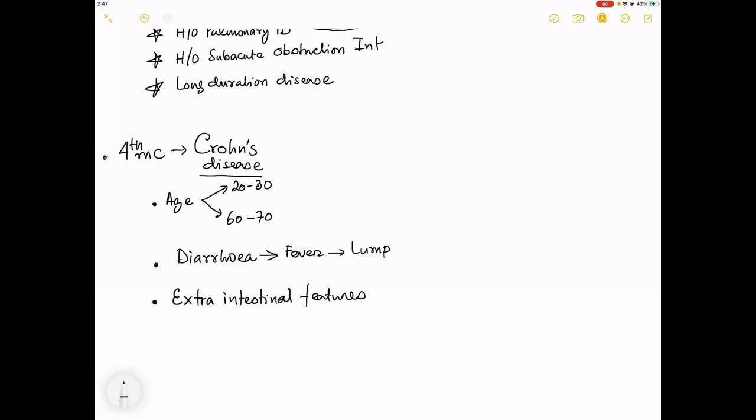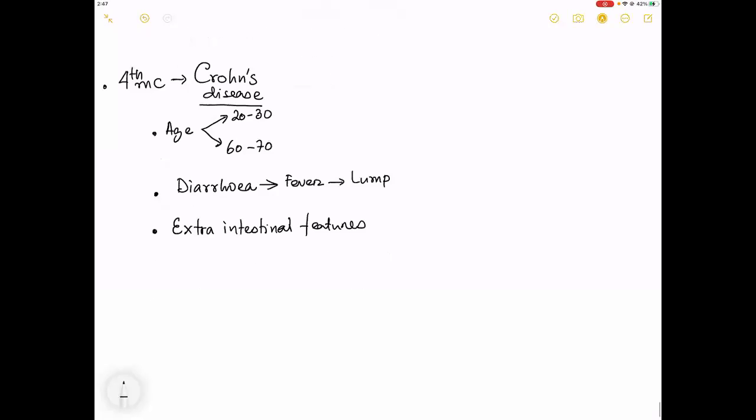Please tell me when you have completed writing. Done, sir. What are the extra intestinal features in Crohn's? Uveitis. Very good. In the hands and the feet, arthritis. Anything more? Sometimes cholangitis due to primary sclerosing cholangitis.